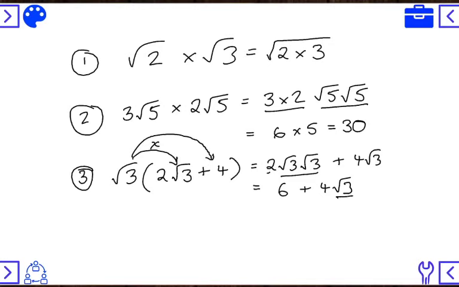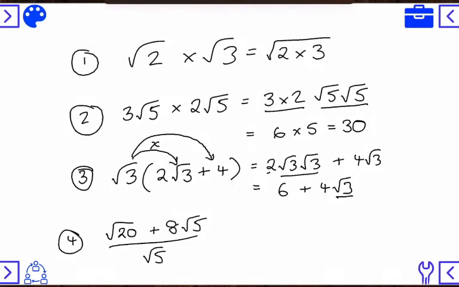So finally the last question then, number 4. What if I had the square root of 20 add 8 root 5 divided by root 5? Now here I'm looking for either both of the terms on the top to have a common factor, or in this case for me to be able to simplify the numerator and for me to then combine the numerator together. So earlier in the video we saw that the square root of 20 could be written as 2 root 5, add on 8 root 5 and divide by root 5.